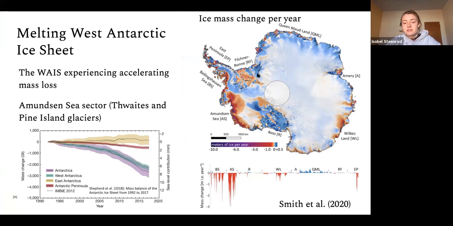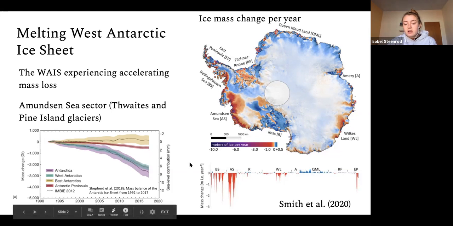We focused on the West Antarctic Ice Sheet because it's experiencing accelerating mass loss compared to the East Antarctic Ice Sheet, which is in blue, this big mass over here. We mainly focused on the Amundsen Sea sector, which includes Thwaites Glacier and Pine Island glaciers, located here in the super red spot. And it is red because it is experiencing the most ice mass loss out of the whole continent, which you can see also is shown in this graph, like below the map.